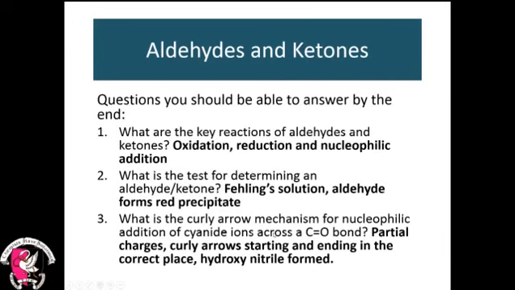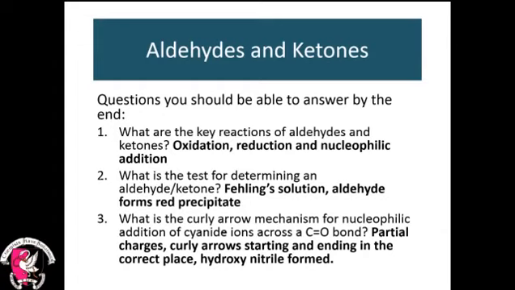So, oxidation, reduction and nucleophilic addition, they're the reactions that you should be familiar with. The test is using Fehling's solution. You can use Benedict's solution as well, which is essentially the same thing. It's just a source of copper ions and an alkali, but Fehling's solution is fine, just to memorize that one. And the aldehyde forms a red precipitate, and the ketone has no reaction. So that's the kind of result there.